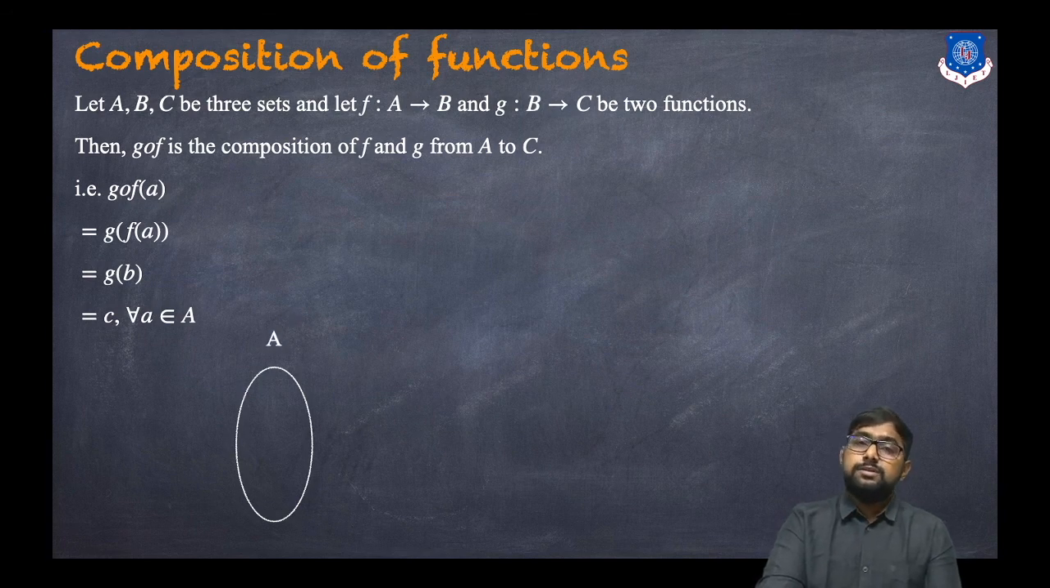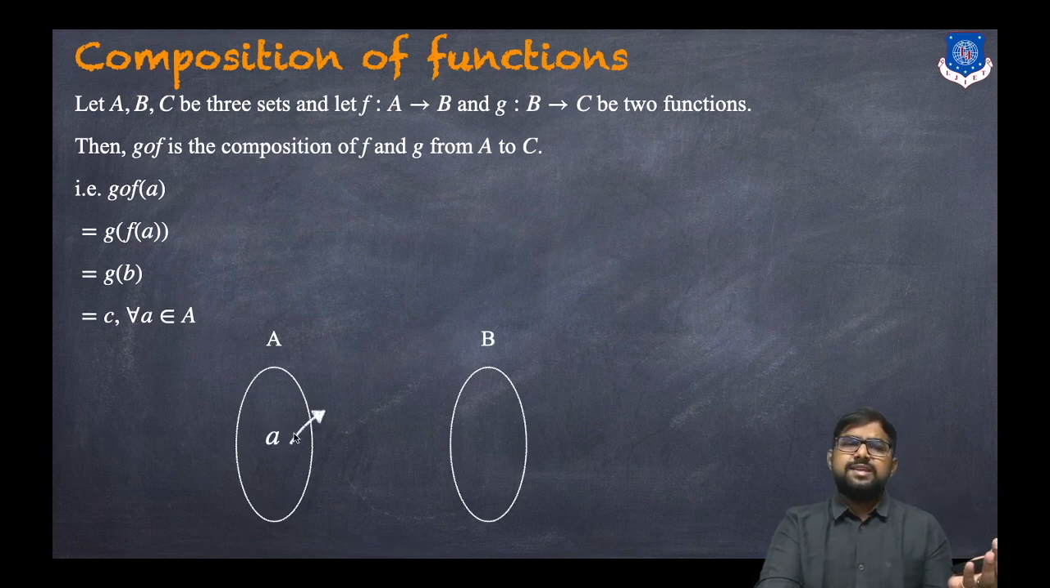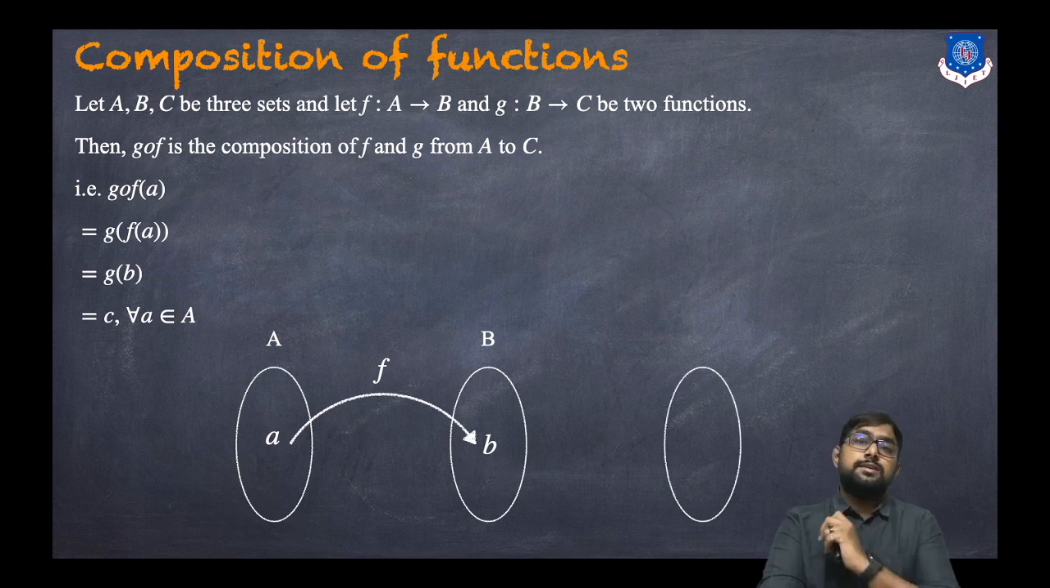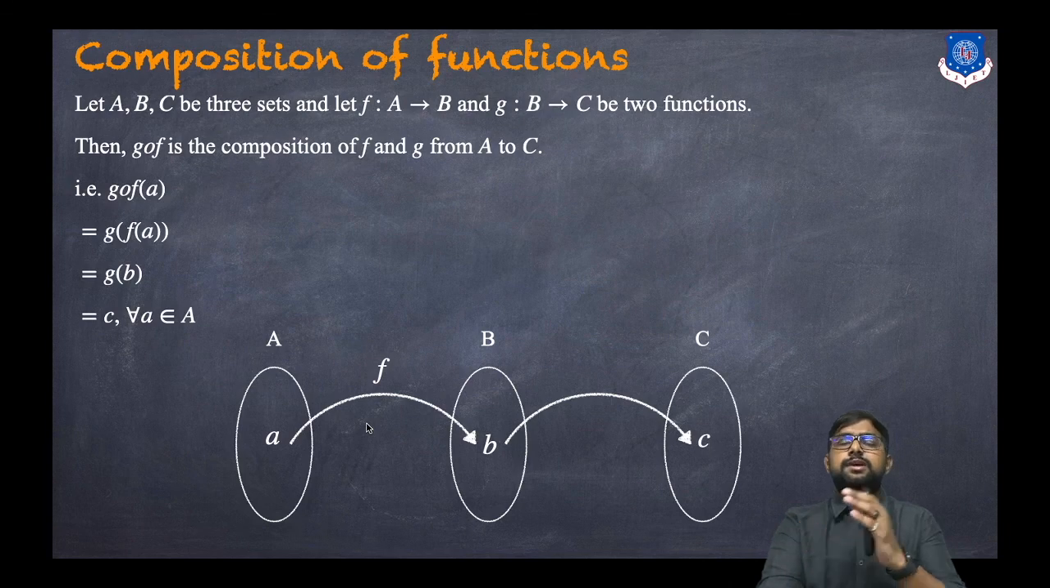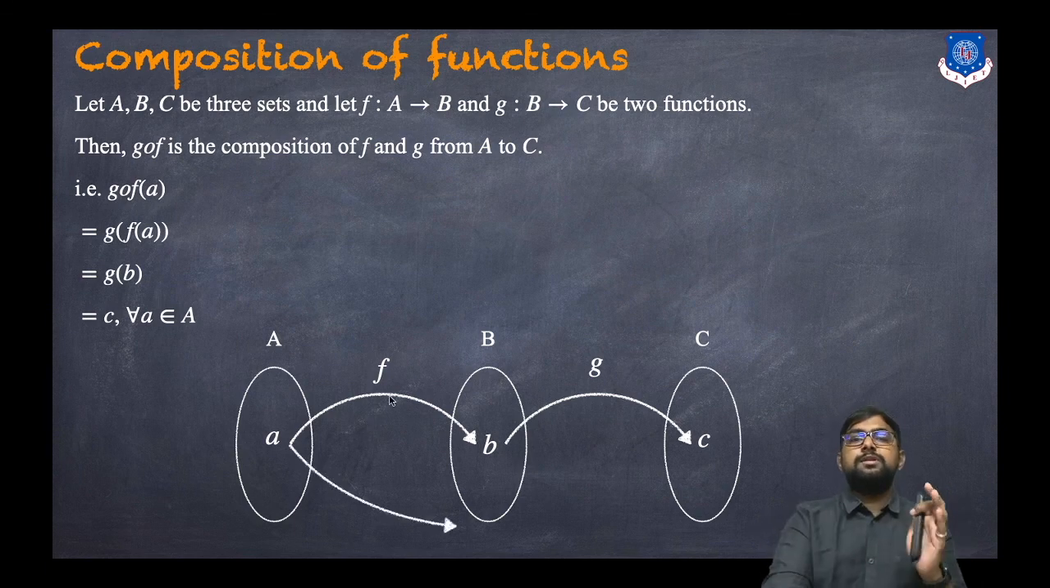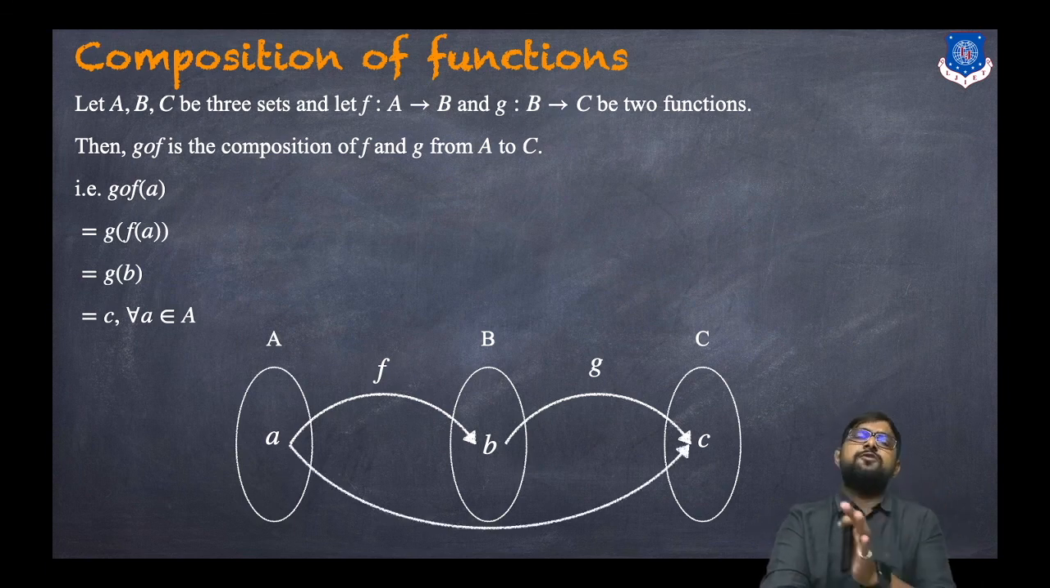Now let us understand it graphically. We need to have three sets. Let us take A and then B. Some element, that is a. Now its image is in B. Now that is the function f. It is from A to B. Now take the third set, that is C. Then the function g is from B to C. So f is from A to B and g is from B to C. Then this g∘f, that is (g∘f)(x), will be from A to C.